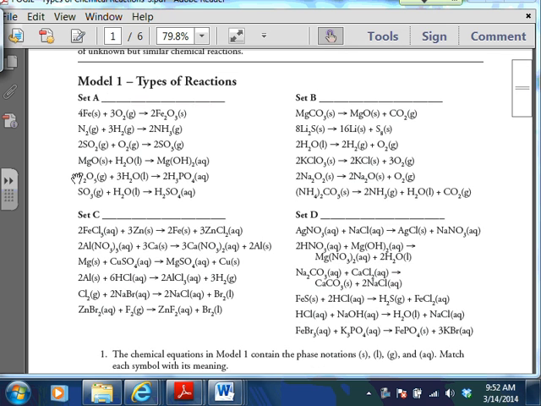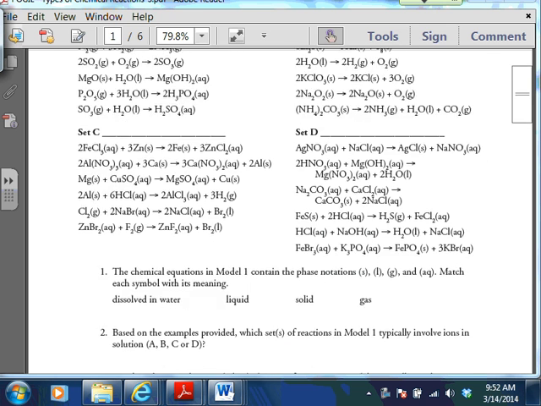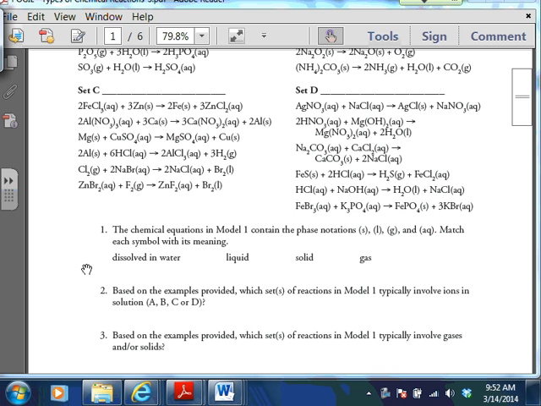A is synthesis, B is decomposition. So then what did we decide that set C is? That's the single replacement, all right? So those are the ones we're going to focus on right now, okay?